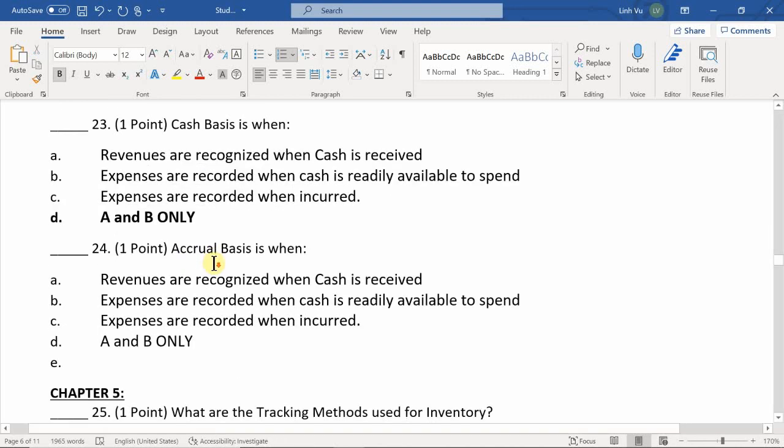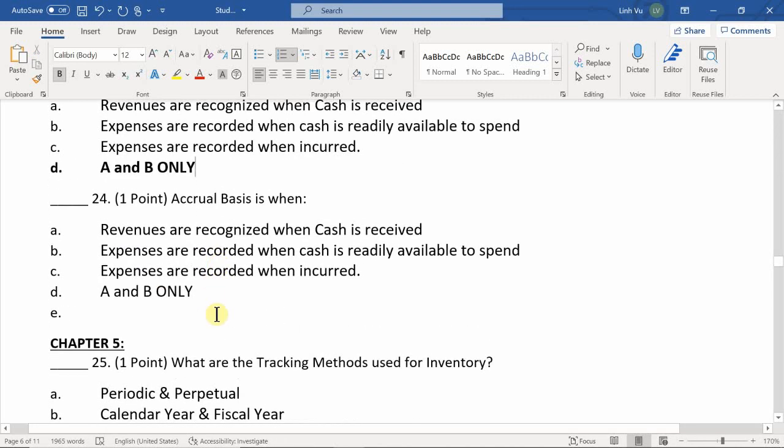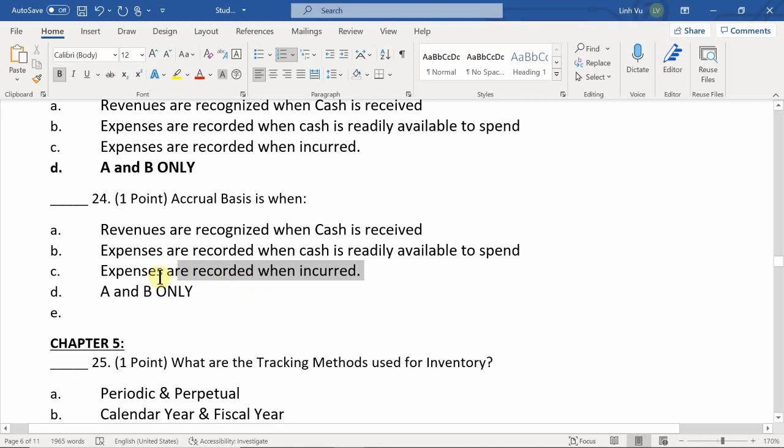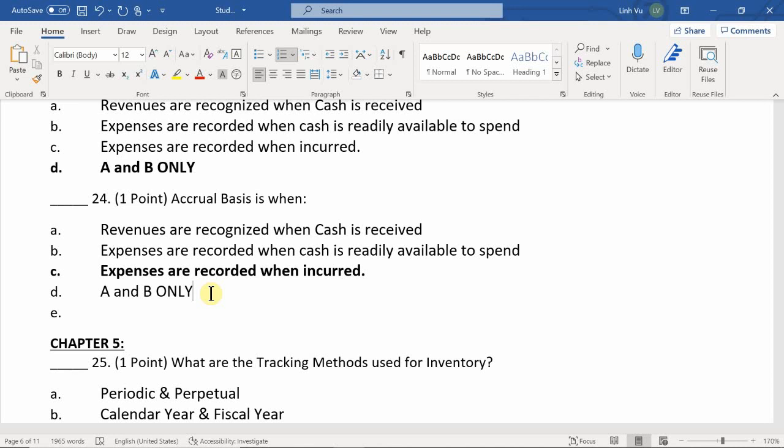Okay. And then here, the last question is, what is accrual basis? Or accrual basis is when... which is C, yes. When expenses are recorded when they have been incurred. Yes. Okay. So again, good. That's good.